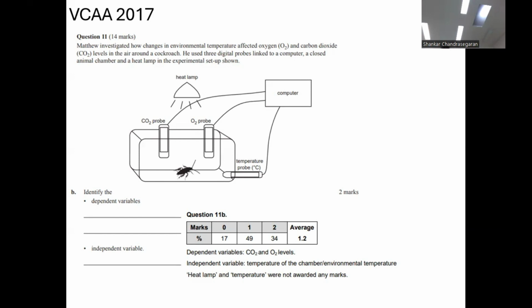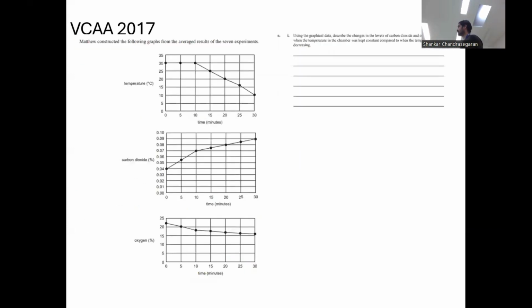Because when you say something as vague as temperature, I can say, oh, do you mean the temperature outside the cage? Why do I need to change that? You need to say it's inside the cage or the environmental temperature in general.